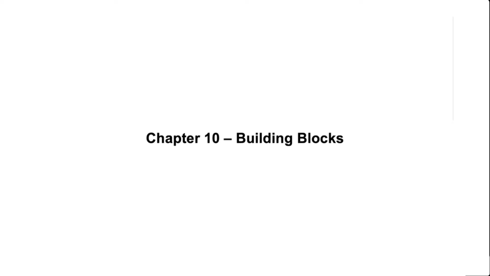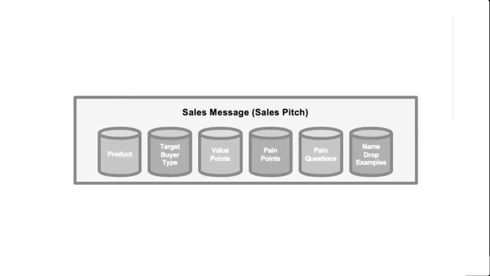The first thing that I want to talk about is a concept that we use called building blocks. As I mentioned last week, we worked on creating your sales message, which, at the most simple level, was going through these different categories and brainstorming a handful of bullet points of key things to talk about regarding your product, identifying the different target buyer types that you're going after, a few benefits, a few pain points, a few questions to ask, maybe a few customer examples. So we're just brainstorming and organizing our thoughts in those different areas.